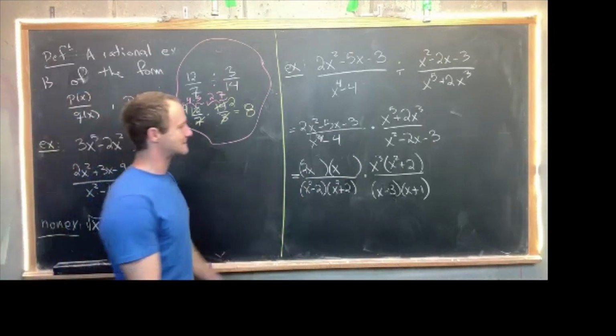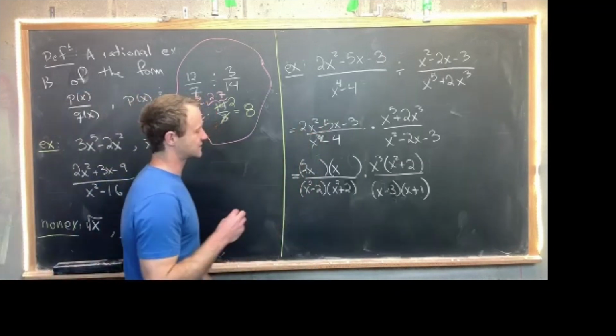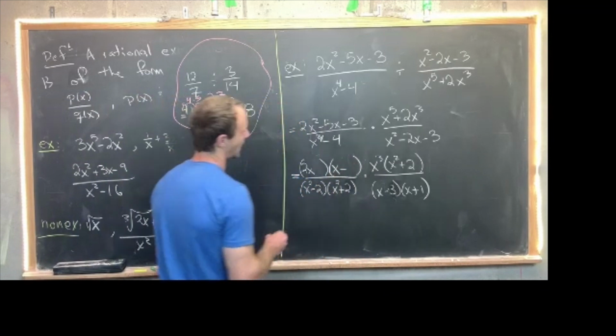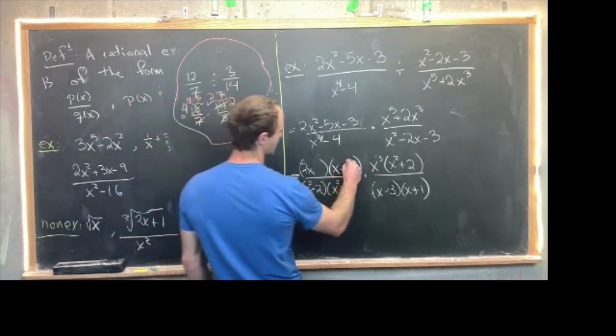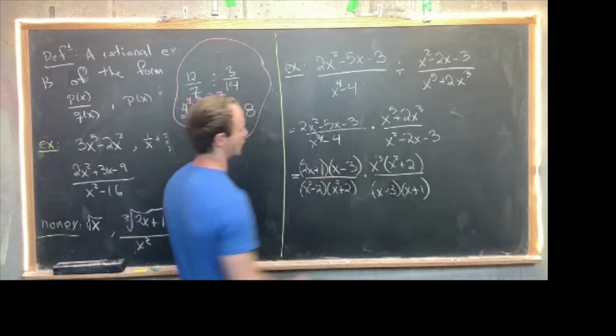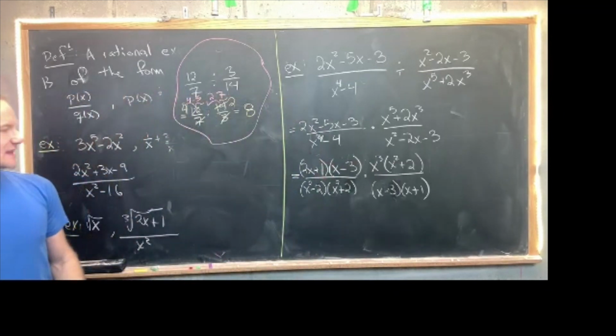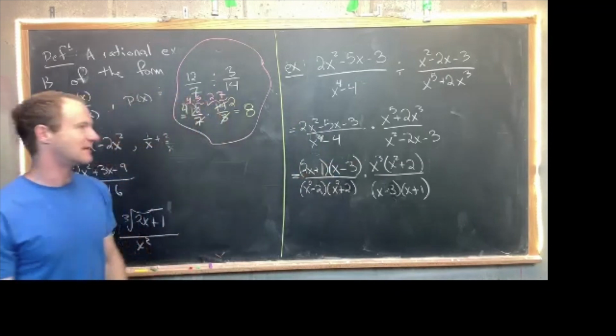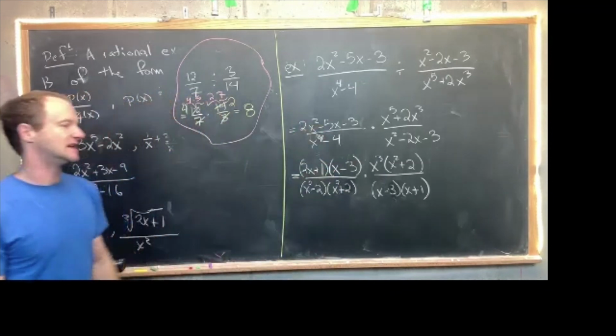Okay, so let's see. We need to get a minus 5 here. So how can we do that? I think we can do that if we put a minus 3 here and a plus 1 here. So let's see, does that work? We've got x plus 1, that's x. 2x minus 3, that's minus 6x. That's going to give us minus 5x.